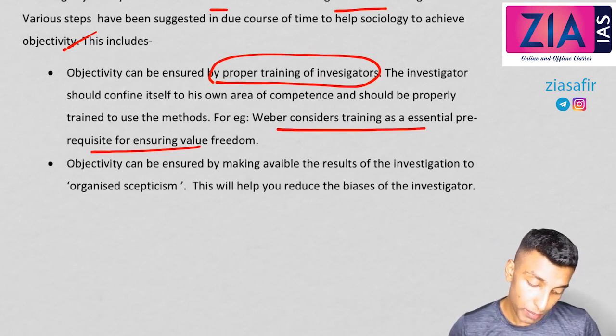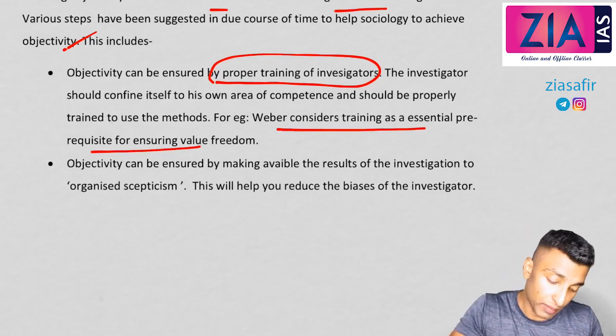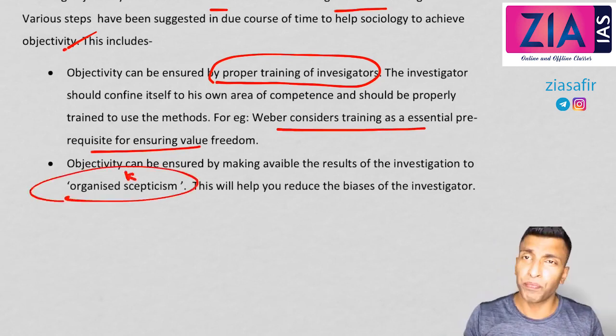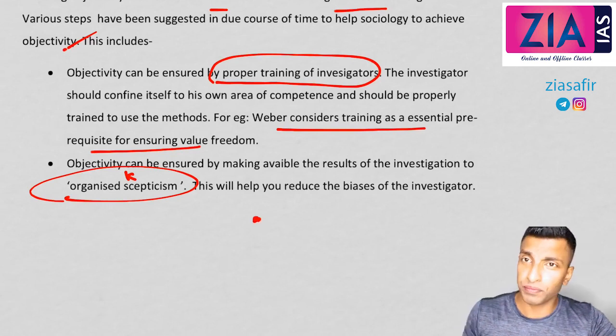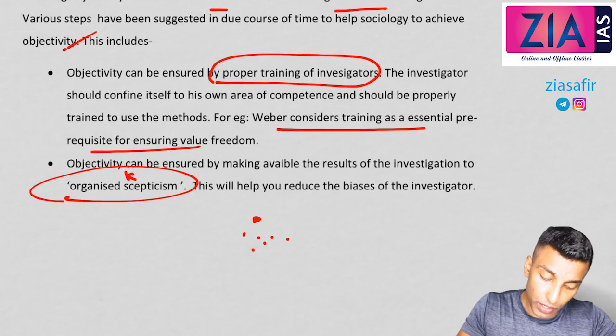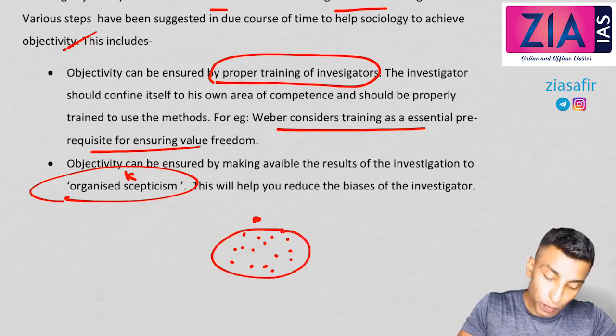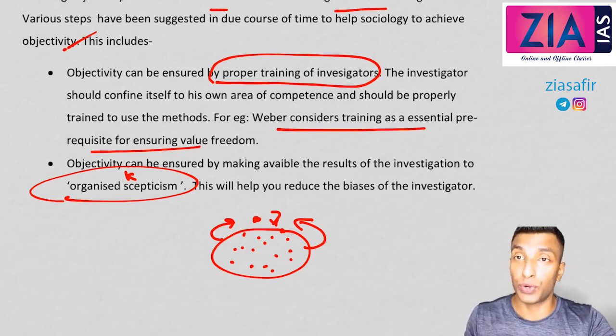Objectivity can be ensured by making available the results of the investigation to organized skepticism. Organized skepticism means, you see, it's not criticism. Like, you are the researcher, you conduct a study and you come in public, you come to your group where many other sociologists will also be there. So these are the group, and you present your study. So these people will make some logical arguments. They'll tell you in all these areas you could have improved.